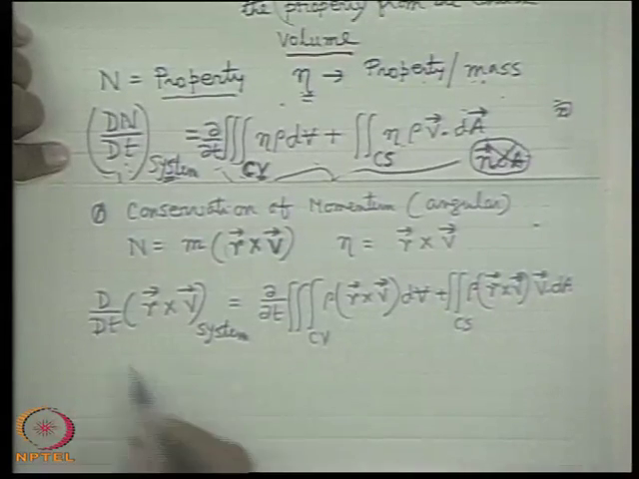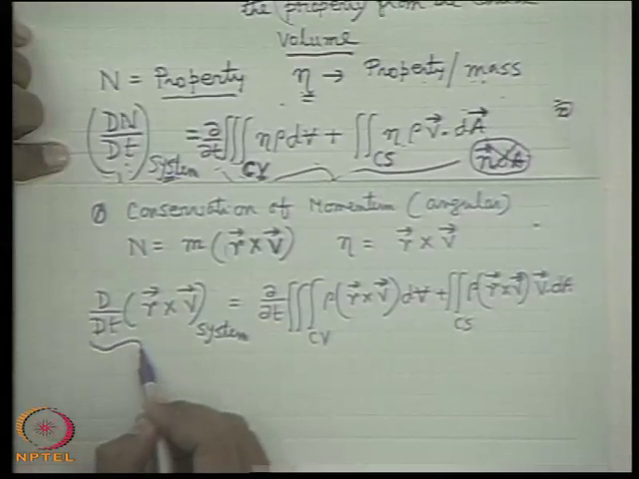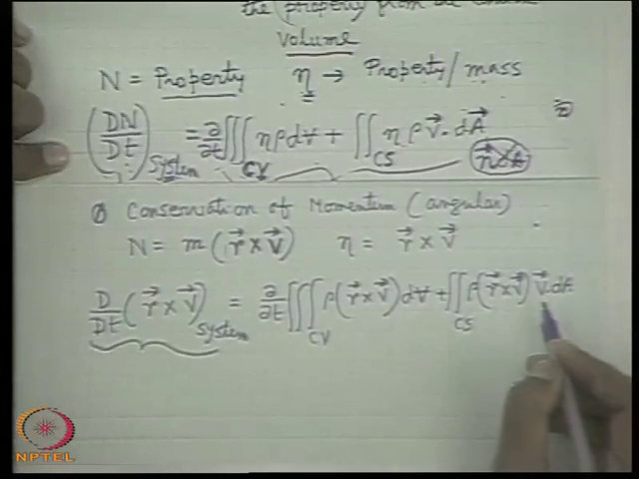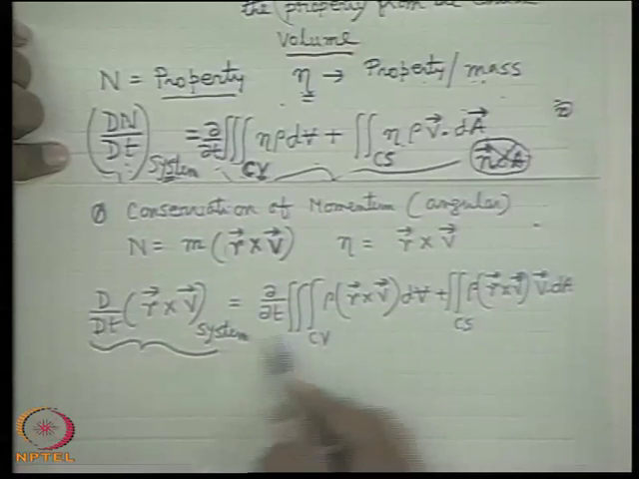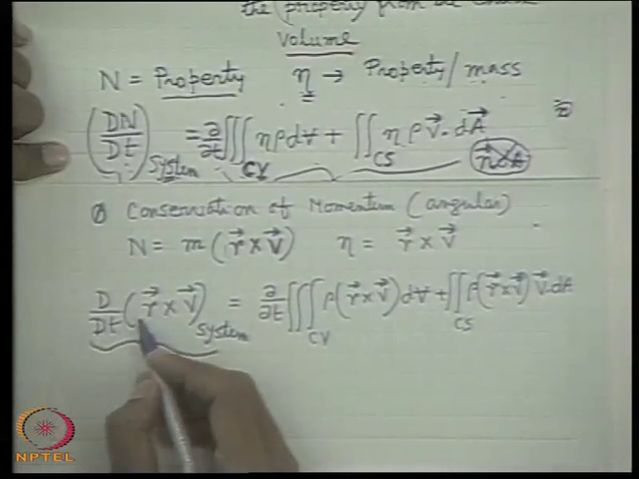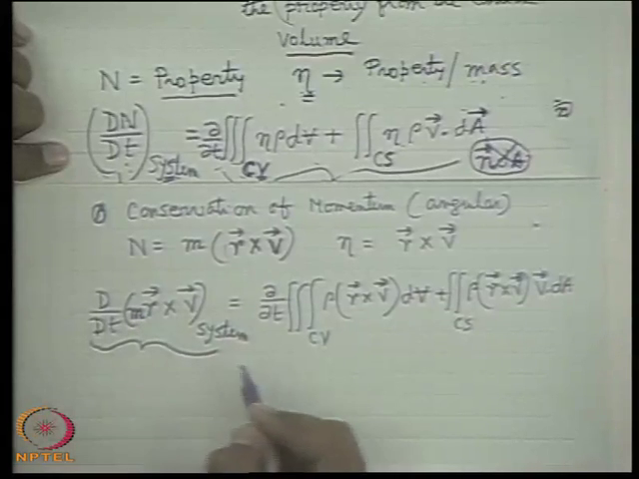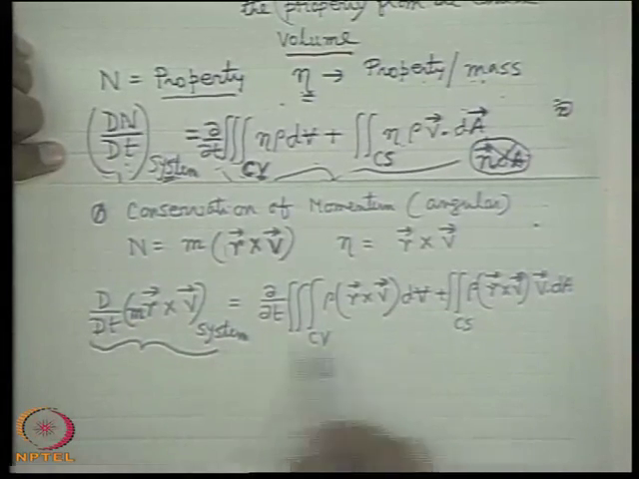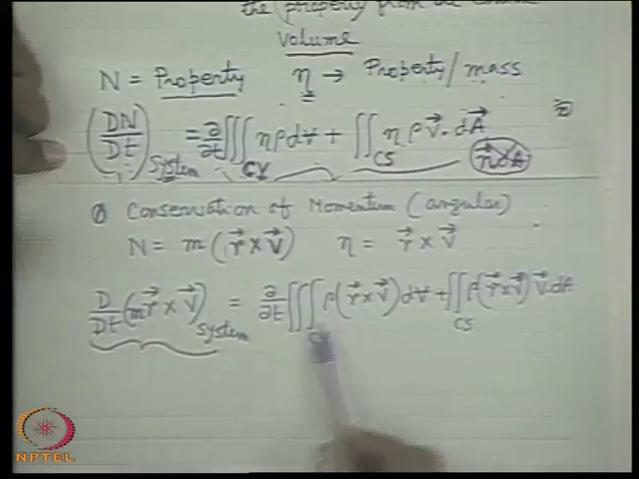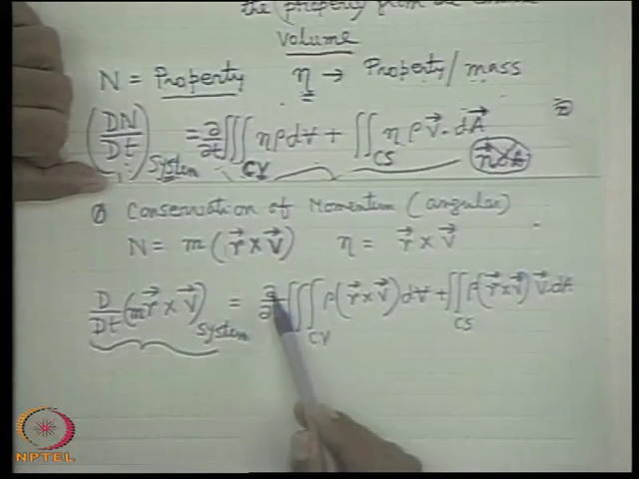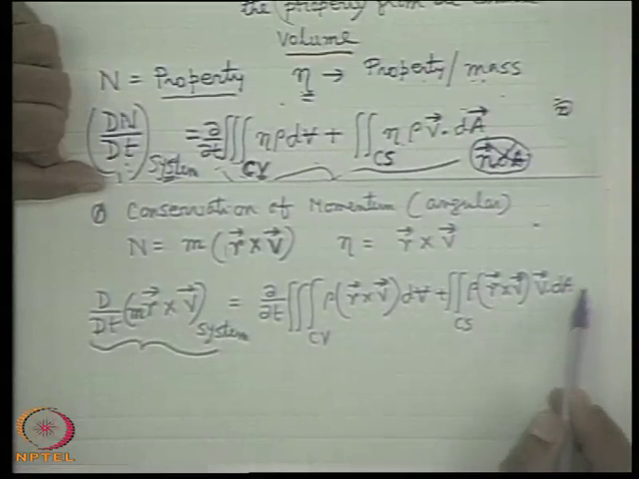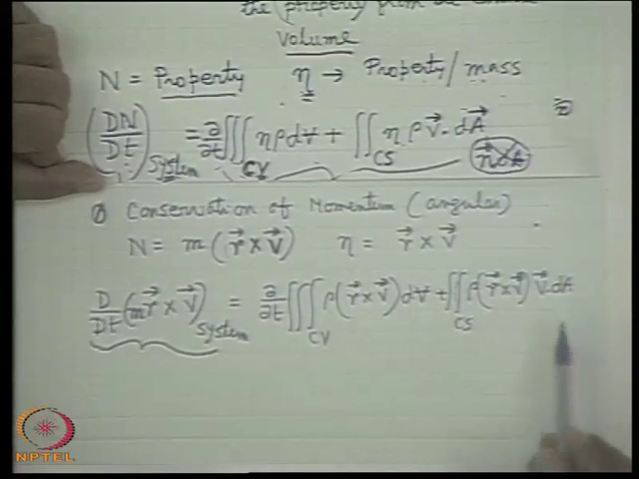So, we see that the rate of change of angular momentum of a system is equal to... where is m missing? Yes, m is missing, correct, very good. Now, try to understand. Therefore, this is equal to simply the rate of change of angular momentum within the control volume plus the net rate of angular momentum from the control surface.